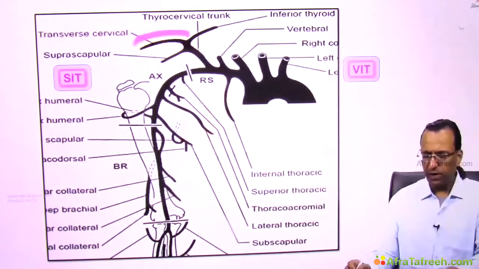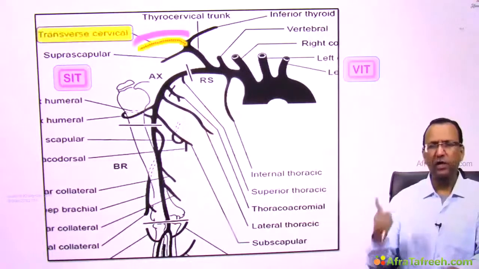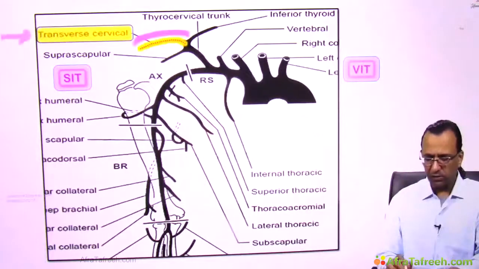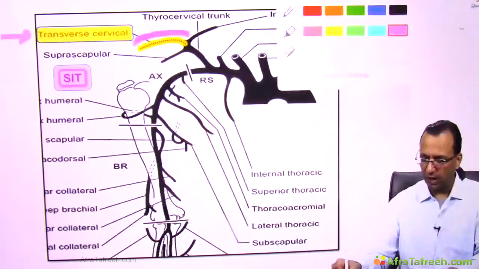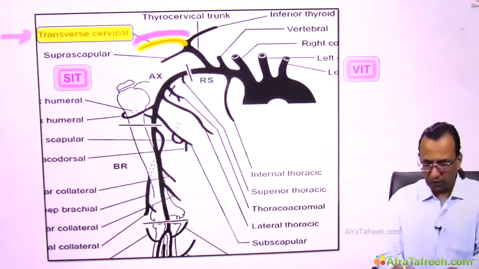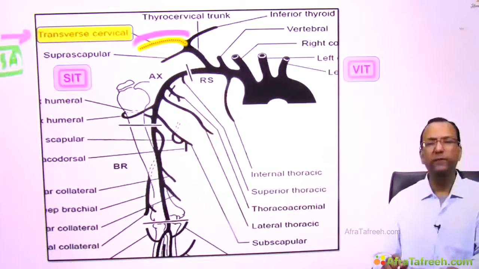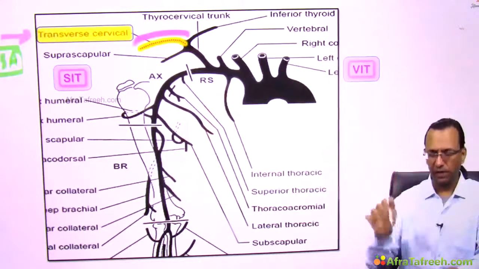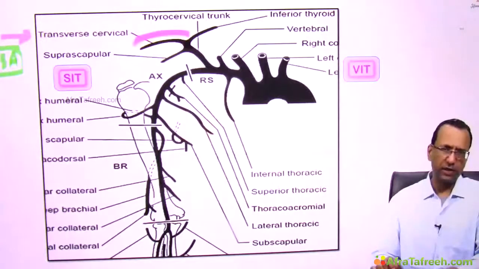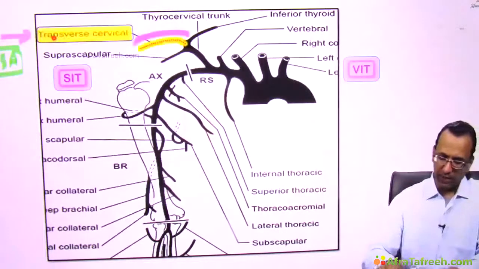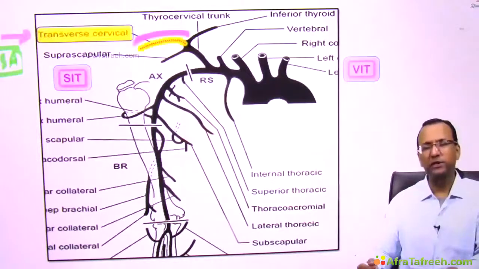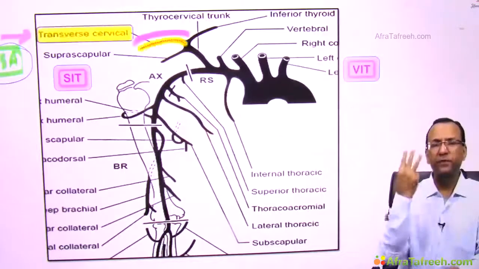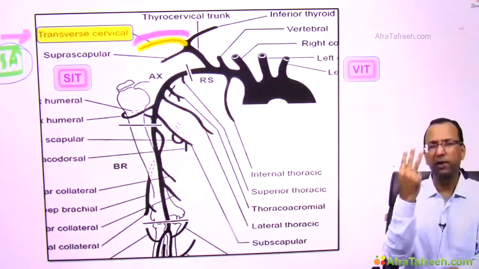So, transverse cervical artery is a branch of thyrocervical artery, which is a branch of the first part of the subclavian artery. Sometimes this transverse cervical artery gives us the dorsal scapular artery, though the dorsal scapular artery is usually a branch from the third part of the subclavian artery. But in some populations, the transverse cervical artery will give the dorsal scapular artery, which is usually a branch directly from the third part of the subclavian artery.